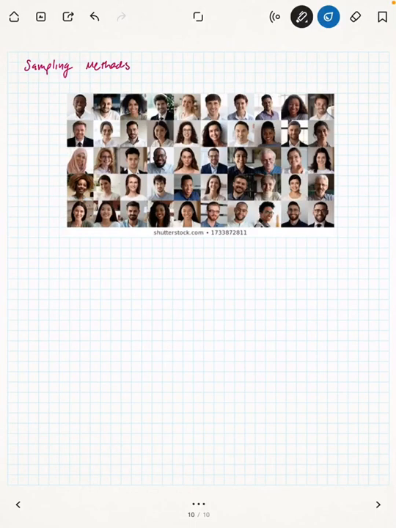Now we're moving on to section 1.3, sampling methods. To help us illustrate what a sampling method does and how it works, I brought up this image here that's arranged in rows and columns. These are people's faces. It's a stock image, so obviously it's not a real situation, but it will help us illustrate how these sampling methods work in real life.